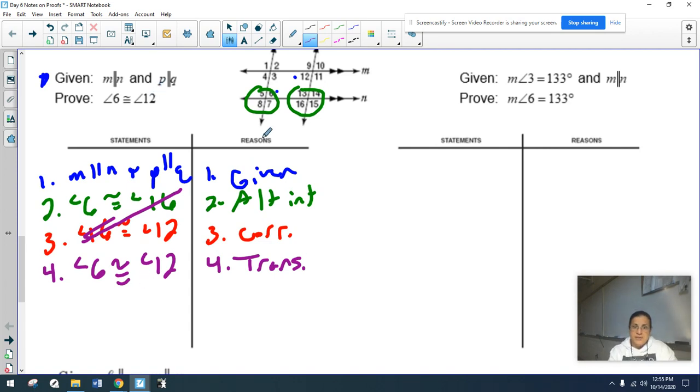There are a couple of different ways you could have done it. You could have used 6 and 14. Those are corresponding. And then you could have used 14 and 12 with the transitive property. You could have used anything up here that's equal to 6 and done it the same way. So there's a bunch of different ways to do these, but you just have to start with what's given, work your way to the end. Okay, so see if you can try this last one over here.